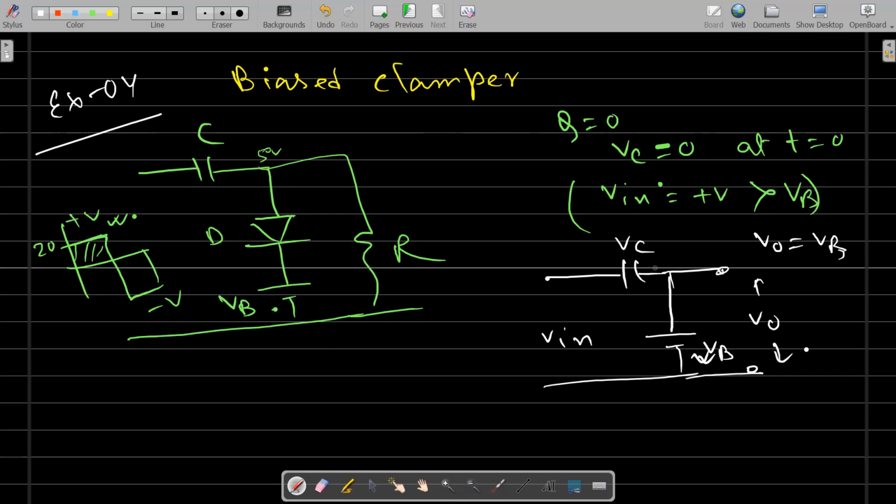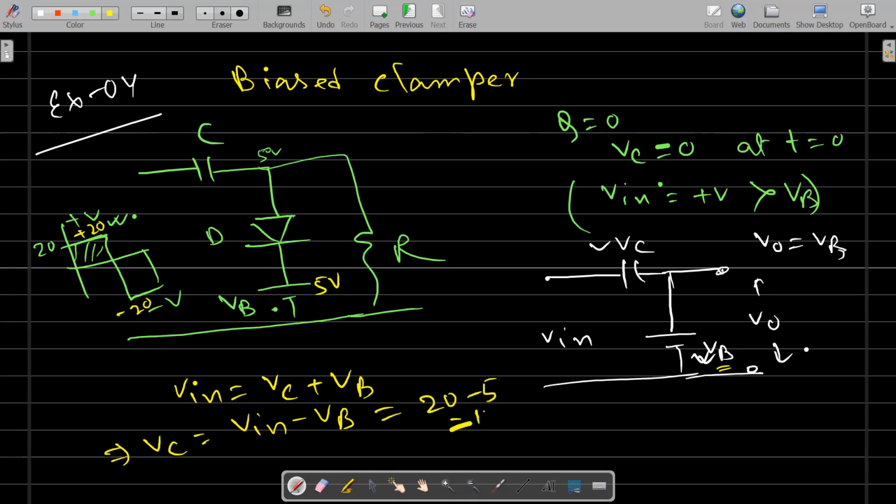Now we want to calculate the voltage across the capacitor because that is important. In the next cycle, we need this VC value. The voltage across the capacitor we can calculate by using KVL. So V in will be equal to VC, the voltage here, plus V naught, which is now VB. So VC is nothing but V in minus VB. For example, we are applying plus 20 volt and minus 20 volt, and the voltage VB is 5 volt. So it will simply be 20 minus 5, that is 15 volt. So the voltage across the capacitor will be 15 volt. And you can simply check the circuit: here it is 20 volt, here it is 5 volt, so the potential difference between the two ends is simply 15 volt. So this is all about this circuit in the positive cycle.